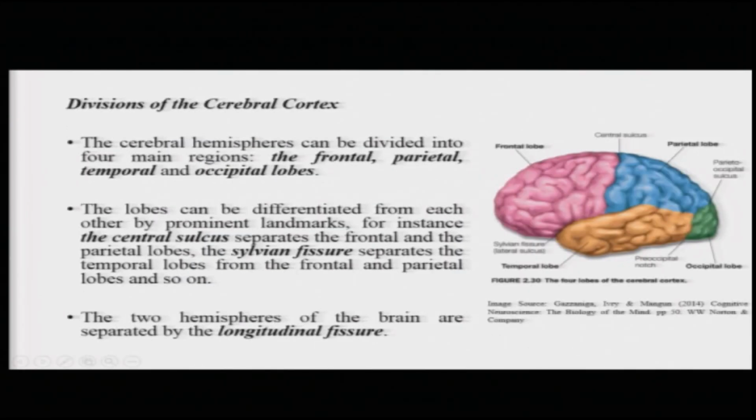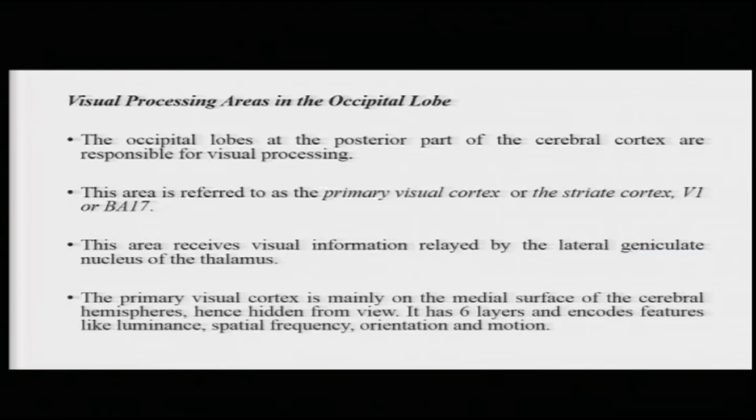This is the occipital lobe. This is the region that I am going to be talking about. Now, this occipital lobe is mainly concerned with the various aspects of visual processing. This is referred to as the primary visual cortex or the striate cortex. In Brodmann's nomenclature, this is basically referred to as Brodmann's area 17, as I showed you.